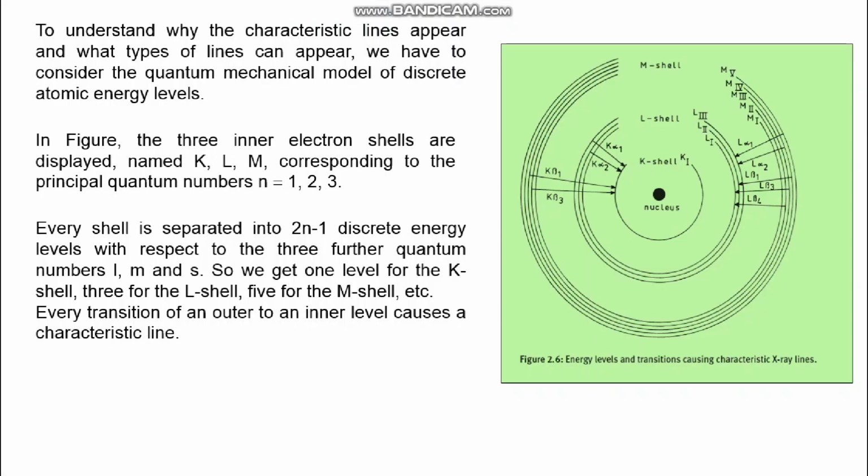To understand the concept of characteristic lines, we have to consider the quantum mechanical model having discrete atomic energy levels. So, with the nucleus in the center and the levels, namely K, L, and M shells around it, and by using the formula 2n minus 1 for discrete energy levels, we may have one level in the K shell, 3 levels in the L shell, and 5 levels in the M shell. So every transition from an outer to inner shell gives us a characteristic line. That is, whenever there is a transition from L to K or M to K, then we will get the characteristic radiation.